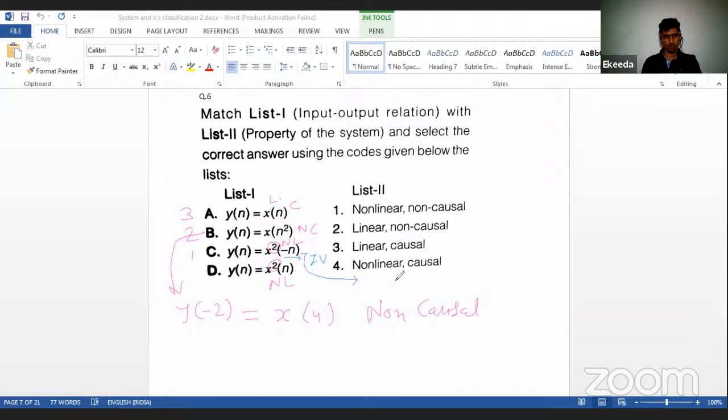Because in this case, suppose if you want to know y of -1, then it will depend on x square of 1. It's depending on future value. Okay. So this will be non-causal and non-linear. So 1, this will correspond to this. This is non-linear already, and this is causal system. Okay.